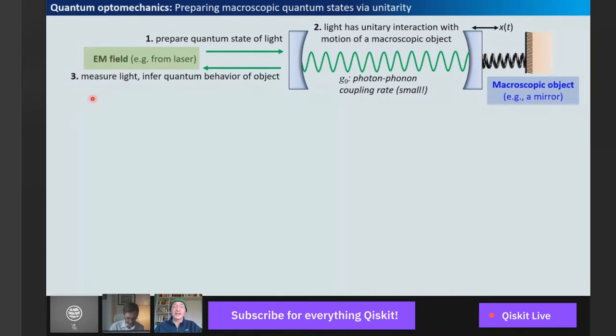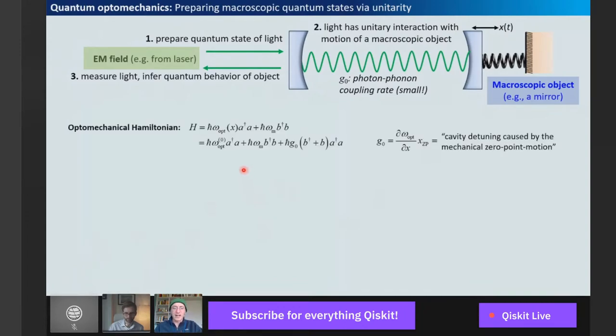We're going to rely on our technology for measuring light to see what happens and say, look, given that we prepared such and such a state and sent it into here and got back such and such a state or such and such a set of features in our data, what can we infer about the quantum behavior, if any, of this macroscopic object over here? Okay, so that's optomechanics in a nutshell.